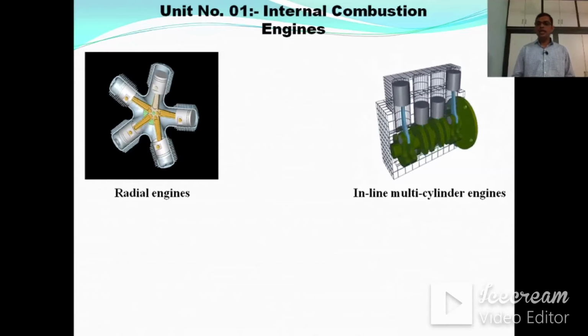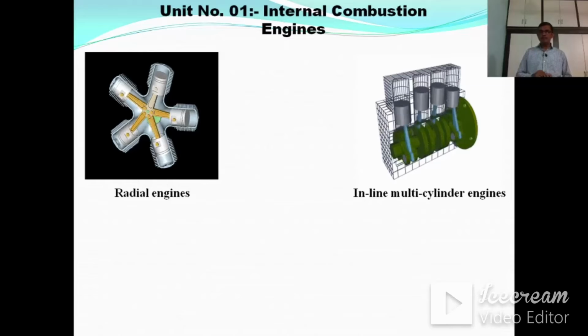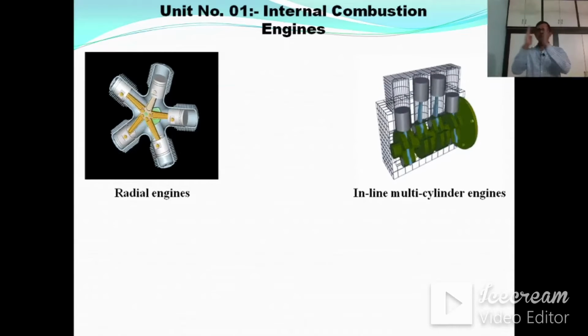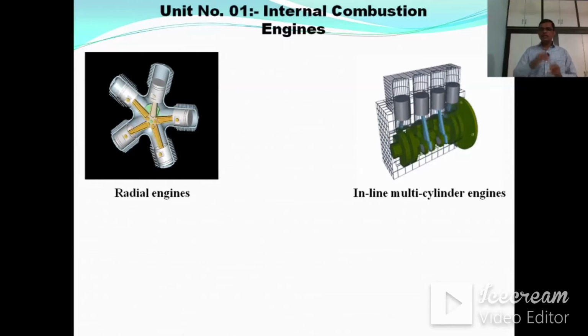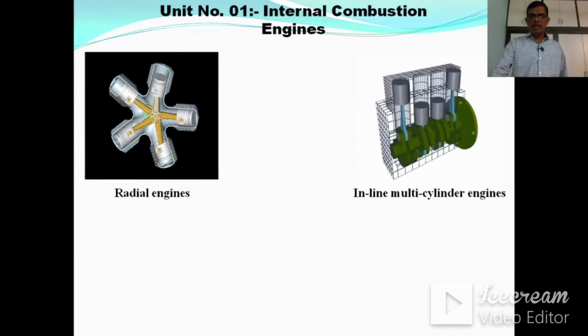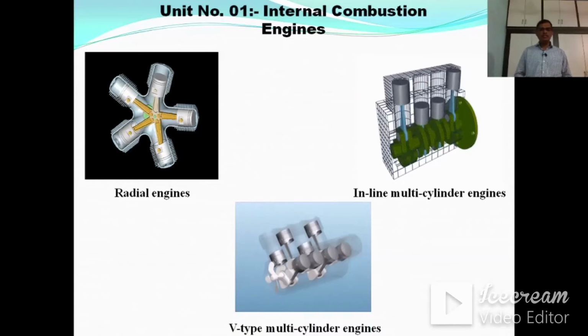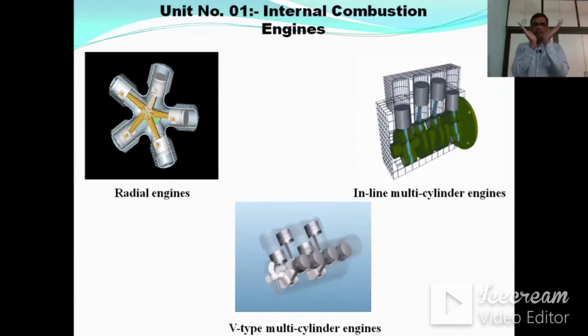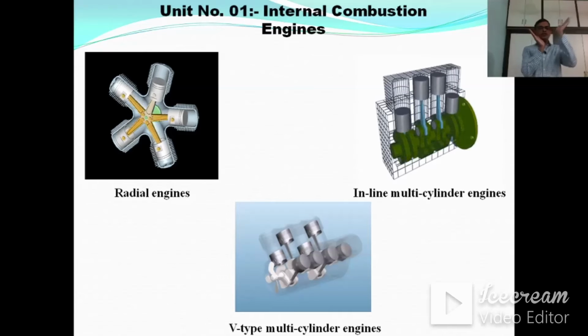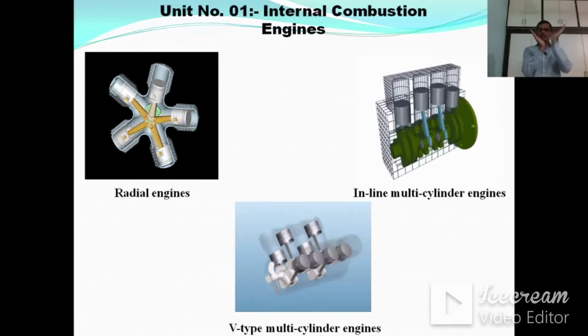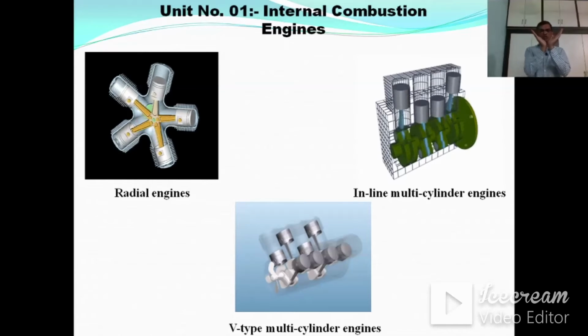Next one is inline multi-cylinder engine. Inline multi-cylinder engine means cylinders are mounted in parallel, side by side. And the last classification is V-type multi-cylinder engine. V-type multi-cylinder engines are shaped like this V shape, meaning the pistons reciprocate in this direction and in this direction also, on the same crankshaft.